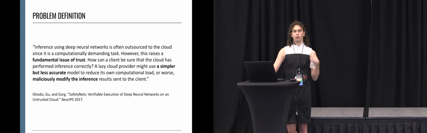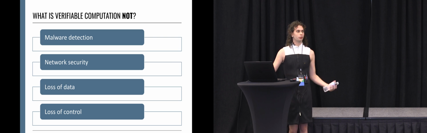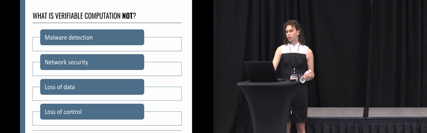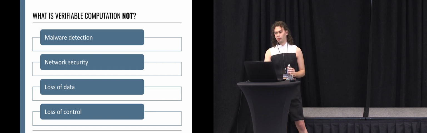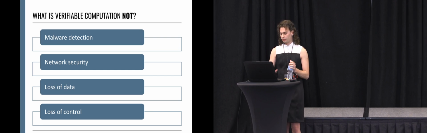So I want to emphasize what I'm not going to be talking about. Malware detection, network security, loss of data, and loss of access control are all pressing problems in distributed computing and cloud computing, but they're not what I'm going to focus on. I want to focus specifically on how we know that the answer we're being given back is being truthfully reported and was correctly calculated in the first place.